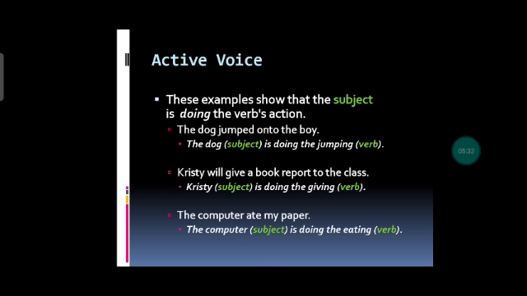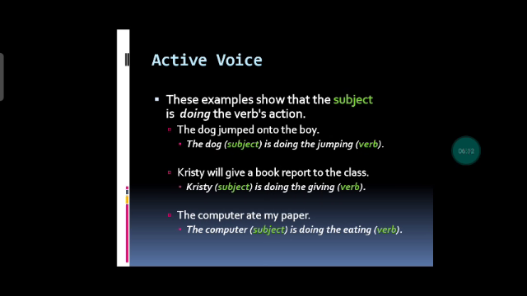For example, the dog jumped onto the boy. Here, what jumped? The dog. So it begins with the subject, so it's an active voice. The dog is doing the jumping. So the dog here is the subject. It's an active sentence. The dog jumped onto the boy. This sentence is active because the dog, which is the subject, is doing the verb, which is jumping.